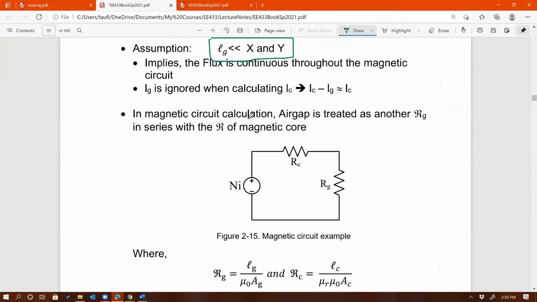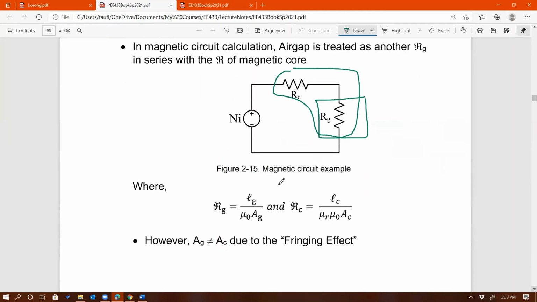In magnetic circuit calculation, the air gap is treated as another reluctance in series with the reluctance of the magnetic core. And how do you find the reluctance of the air gap? Same as the reluctance of the core itself, except now mu is just mu naught, whereas for the magnetic core, as you already know, mu is equal to mu r times mu naught.